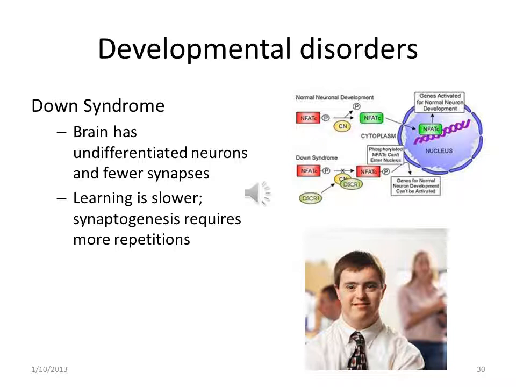People with Down syndrome have a number of physical conditions, and neurologically they tend to have a large number of undifferentiated neurons and fewer synapses. And synaptogenesis in people with Down syndrome is much slower than in other people. So people with Down syndrome can learn, but it takes them longer to learn the same things than it would a person without Down syndrome.